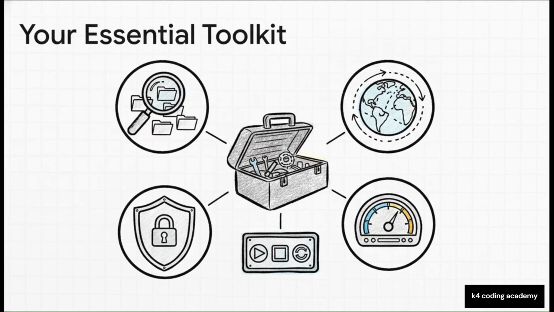So, let's just quickly recap your new essential toolkit. To see what's around you, you use ls. To manage your network, it's ip. To control security, you've got chmod. To watch what your system's doing live, you use top. And to manage all your core services, systemctl is your command center. If you master these, you are well on your way.